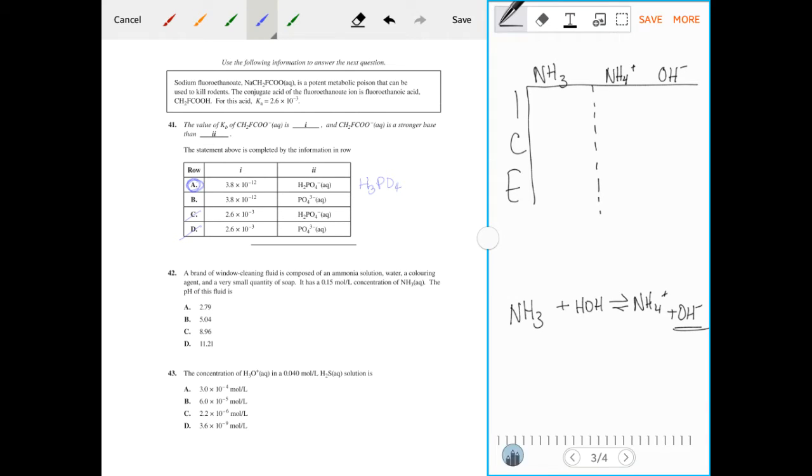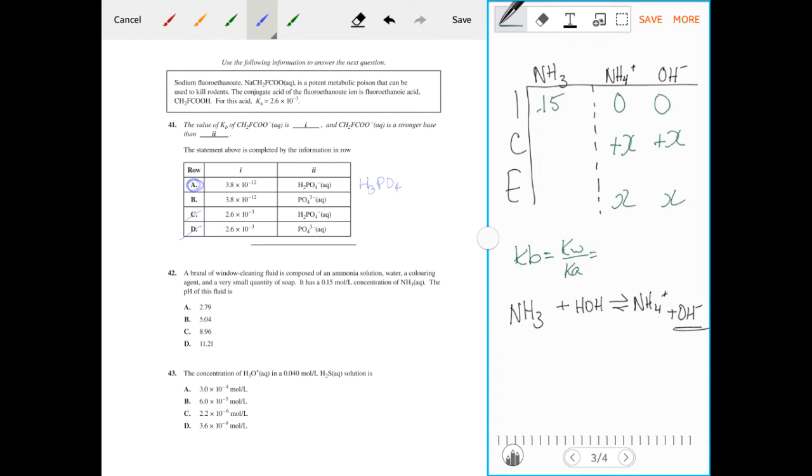It tells me that my initial concentration of my ammonia is 0.15 moles per liter, and these are both going to be 0. I have to figure out that this is probably going to be a plus x of some kind of value, and this is going to equal x. And I can figure out that my Kb for ammonia is equal to my Kw over my Ka.